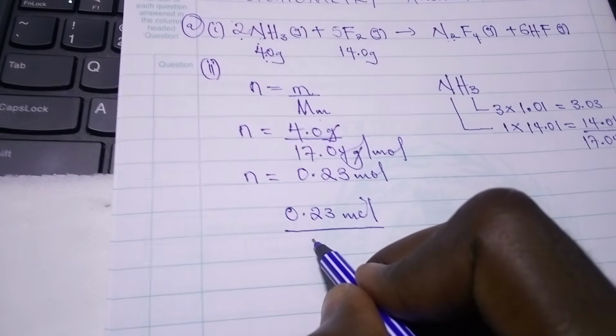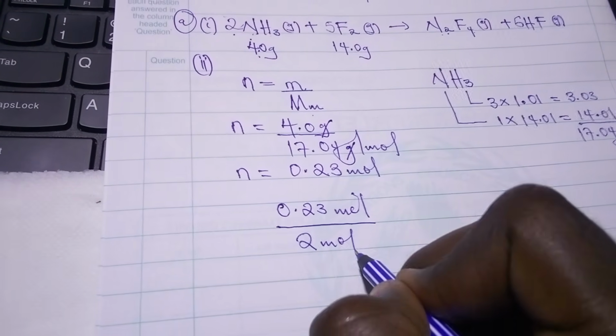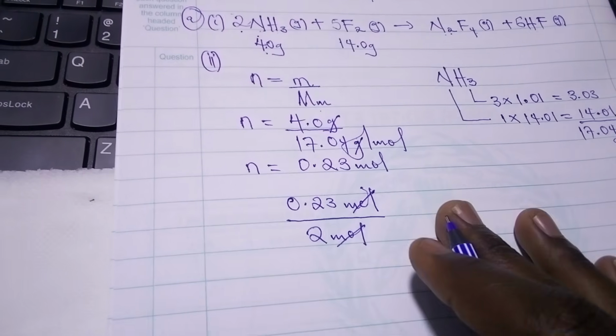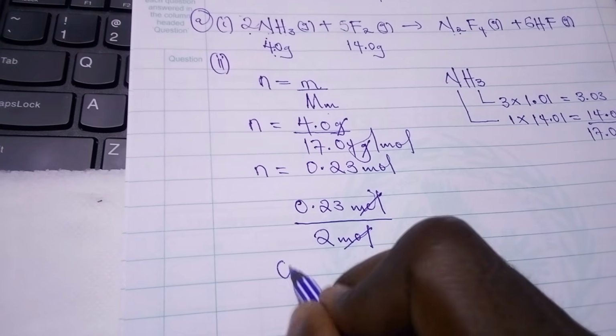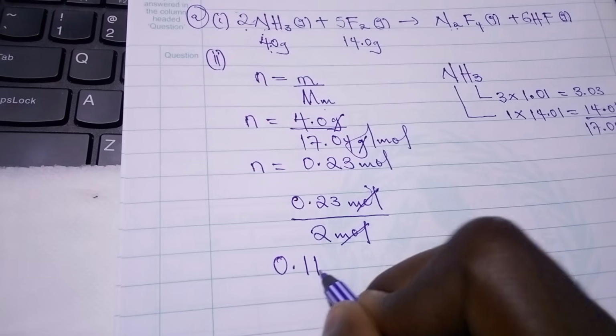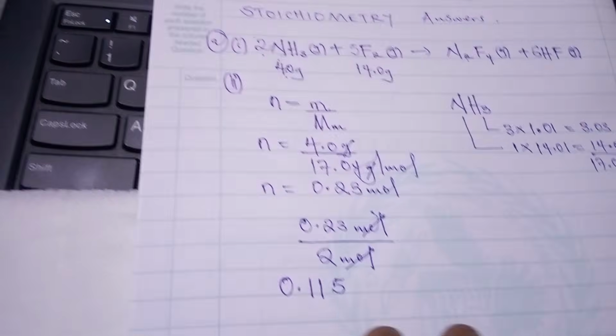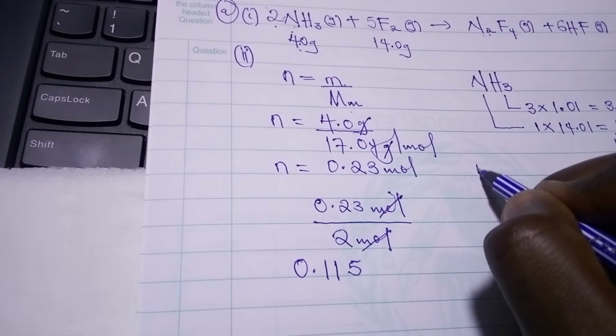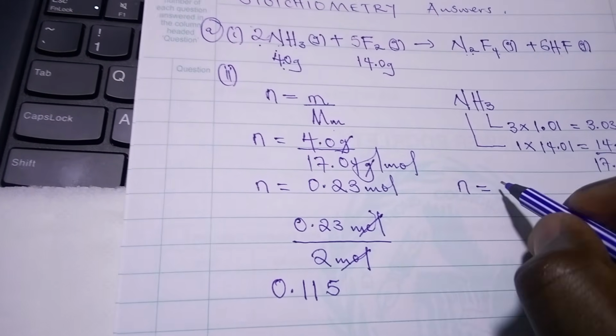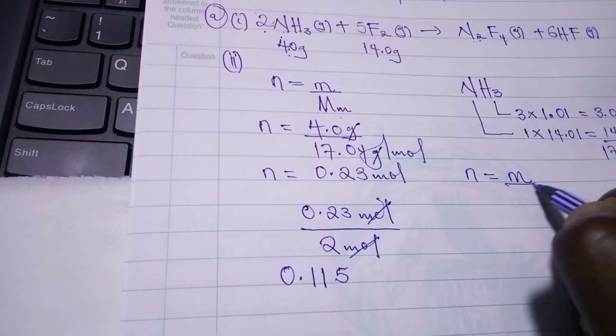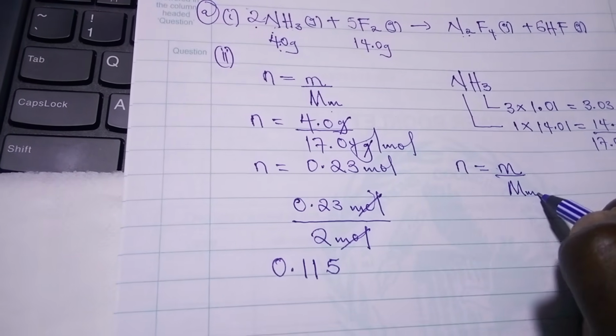By the mole ratio, which is 2 moles, you cancel, and you are going to obtain 0.115. So you just keep that number. You also have to find the number of moles of what? Fluorine.